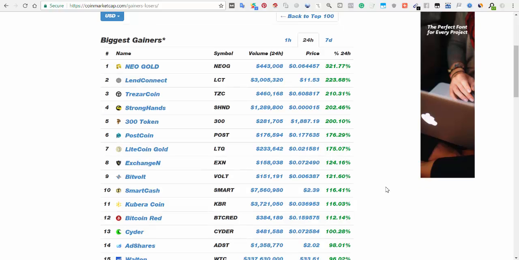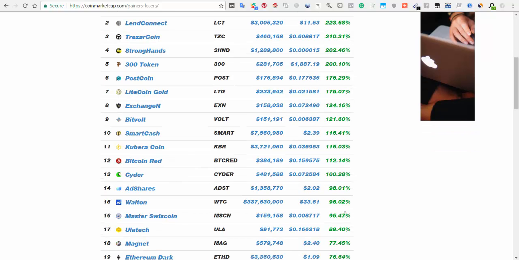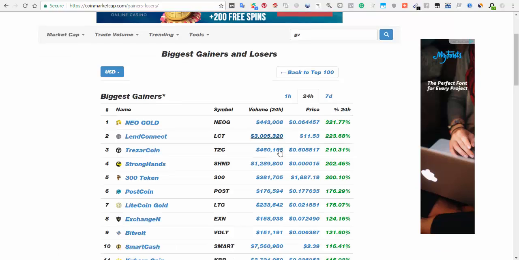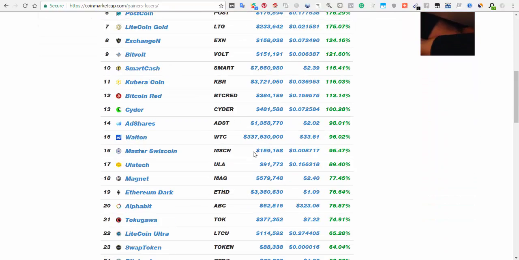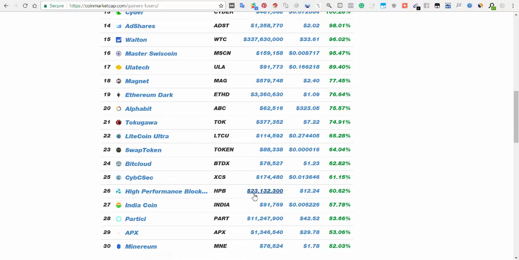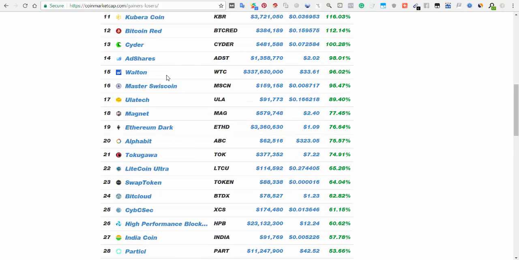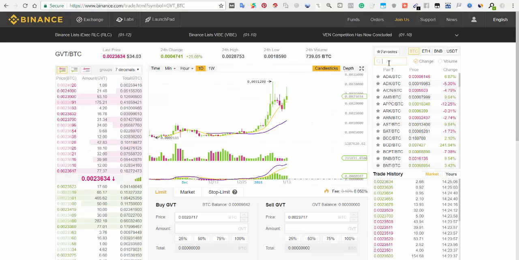You want to make sure that the trade volume is at least $10 million. If you look here, you can see what you want to trade. You want to look at either Walton and so on. These are some of the things you want to look at. Let's use Walton, WTC.